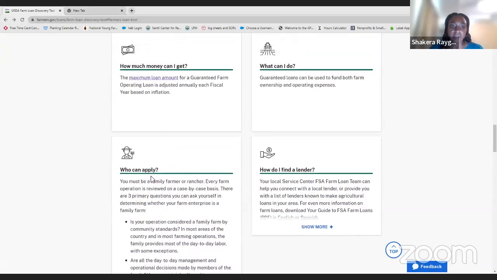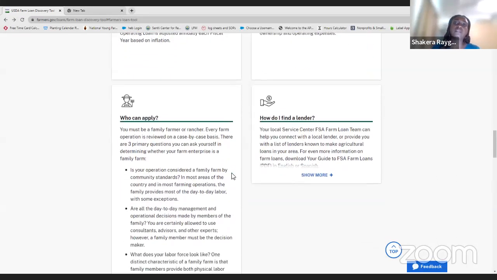The other thing about this, I don't see it listed here, but when you're applying for a guaranteed loan, you don't have to meet that 3-year management requirement. So that's why some people try to go for the guaranteed loan, because you might not have those 3 years of farm experience. So that's an advantage when you go through the guaranteed loan process. And it can also be faster than the FSA loan process, which can take up to 90 days.